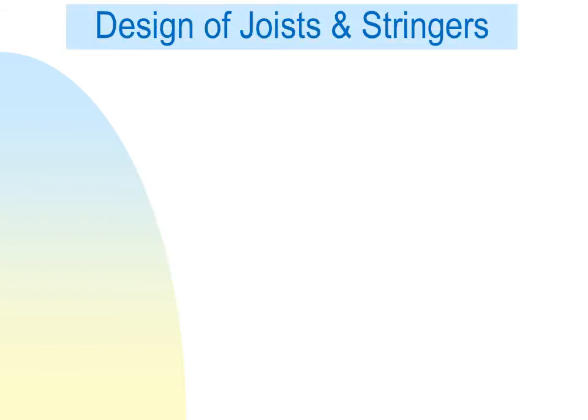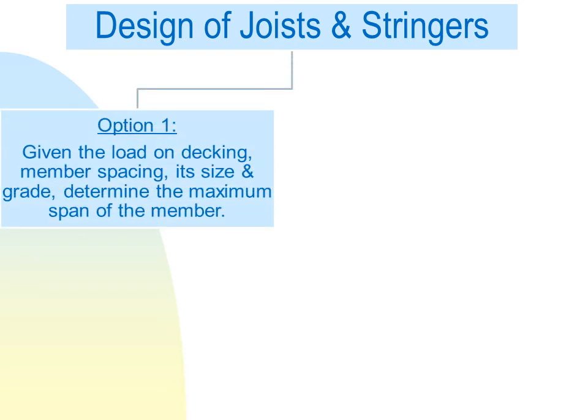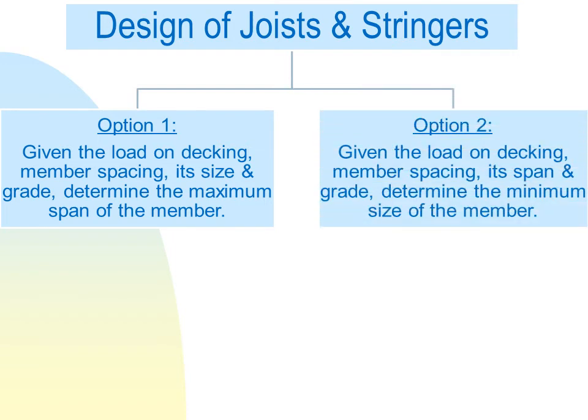That takes us to the design of joists and stringers, which are very similar. This is why we'll be only talking about it once, because they are very similar in terms of design steps. So again, here you have one of two options. Either you will be given the load on the decking, member spacing, its size, and grade, and you'll determine the maximum span of the member, whether a joist or a stringer, which is the most common option because typically you know the type of the formwork you have. Or you will have vice versa. You will not know the size of the member and you will have everything else given, which is not that common. Typically you have your formwork and you know it.